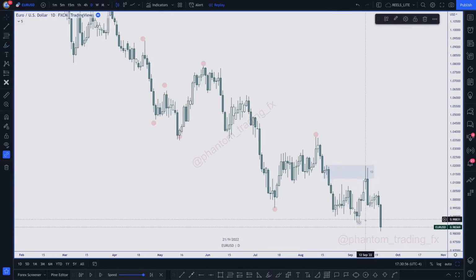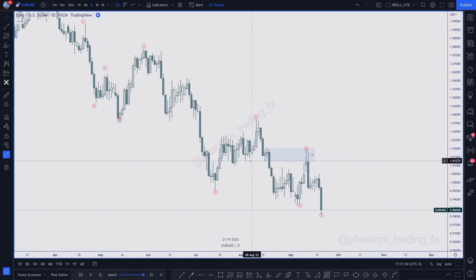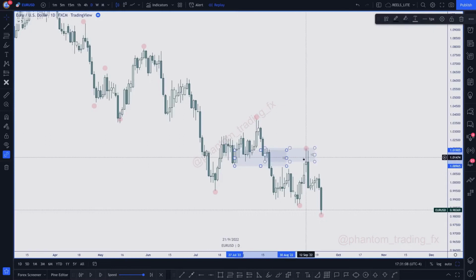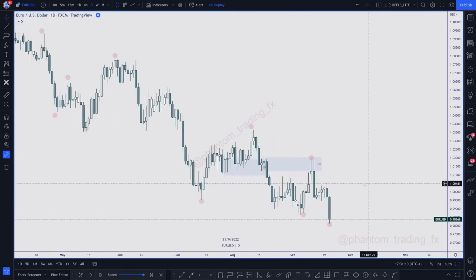I'm not going to count this as structure. I'm going to view this as one leg. And then we can see that we again close below it with good conviction here. So that's my daily structure. We're tapping into a flip zone here on the daily, which is nice. It's a little messy on the daily time frame, but we'll take a look at it on the 4 hour too.